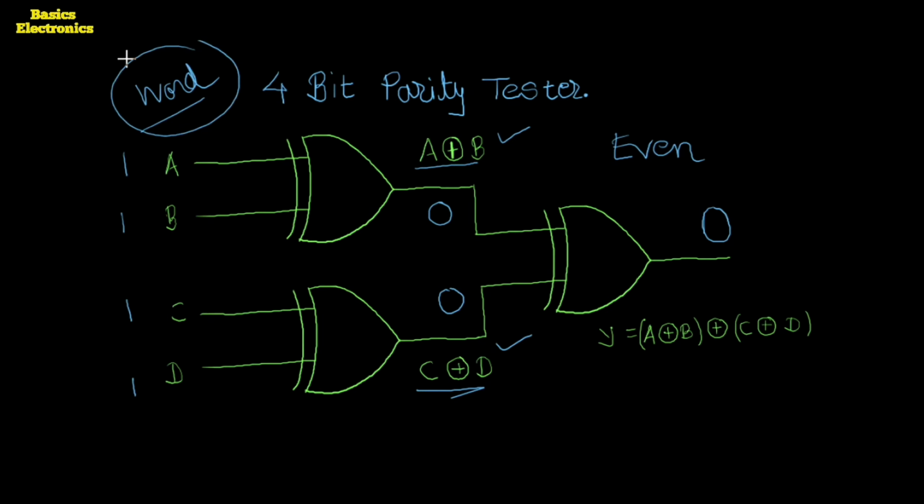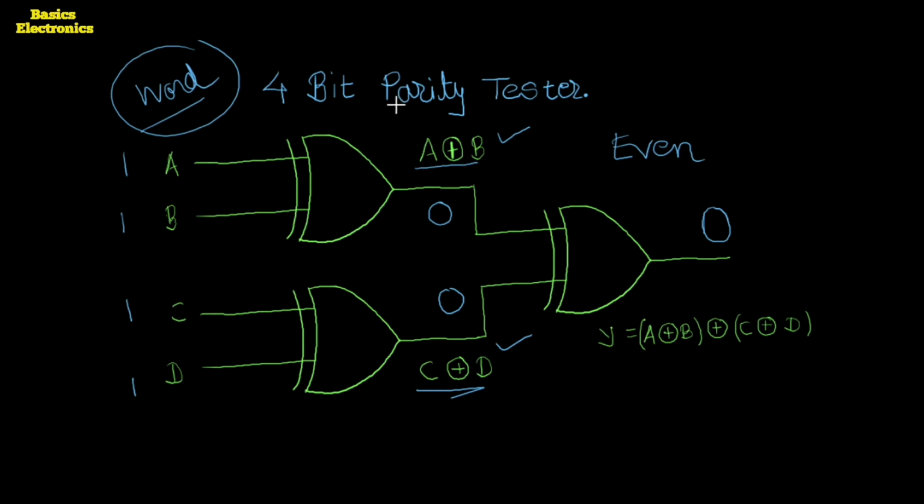16-bit data means one word. So the input data is applied to the XOR gate's input, or the parity tester's input, and it produces the output according to the number of ones available at the input data. This is what we call a parity tester or the parity generator.